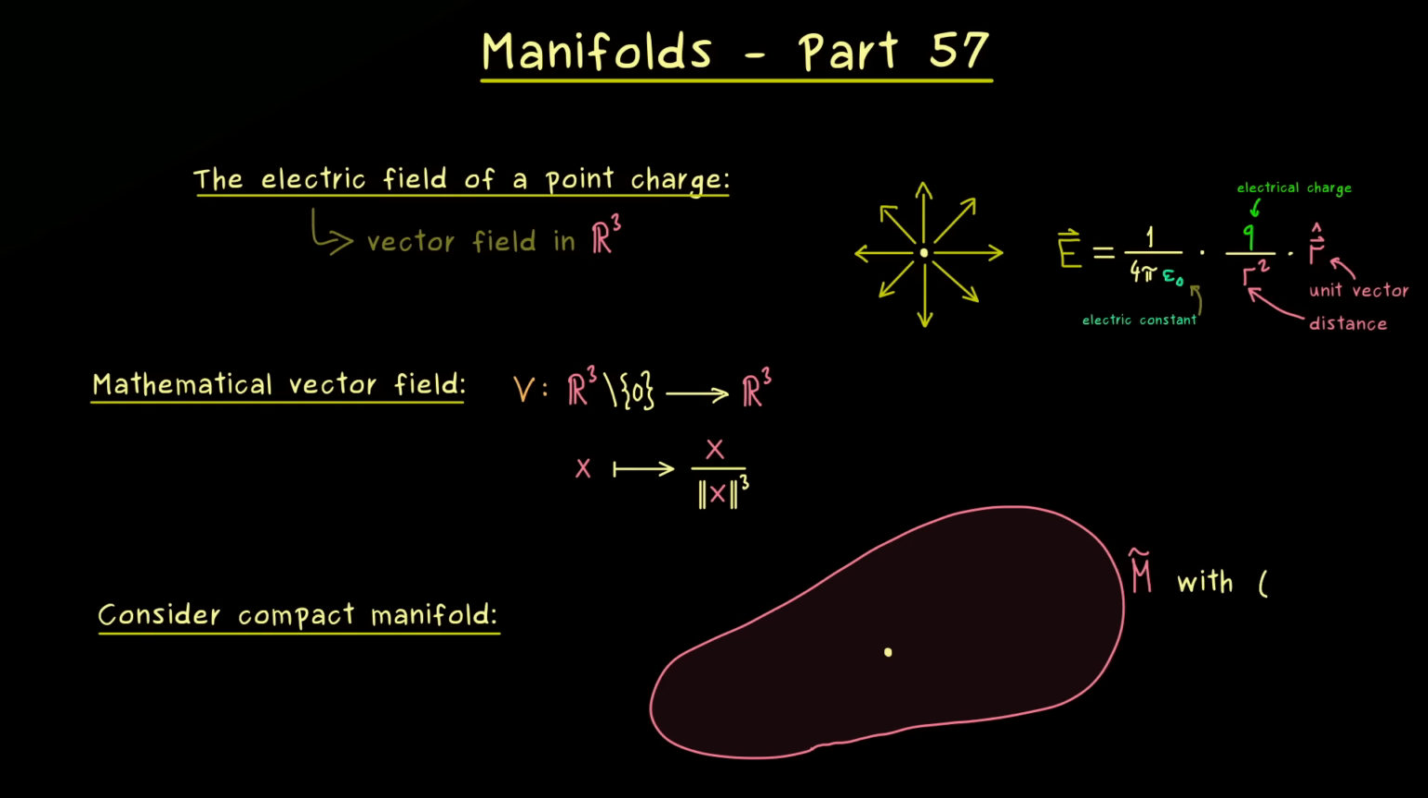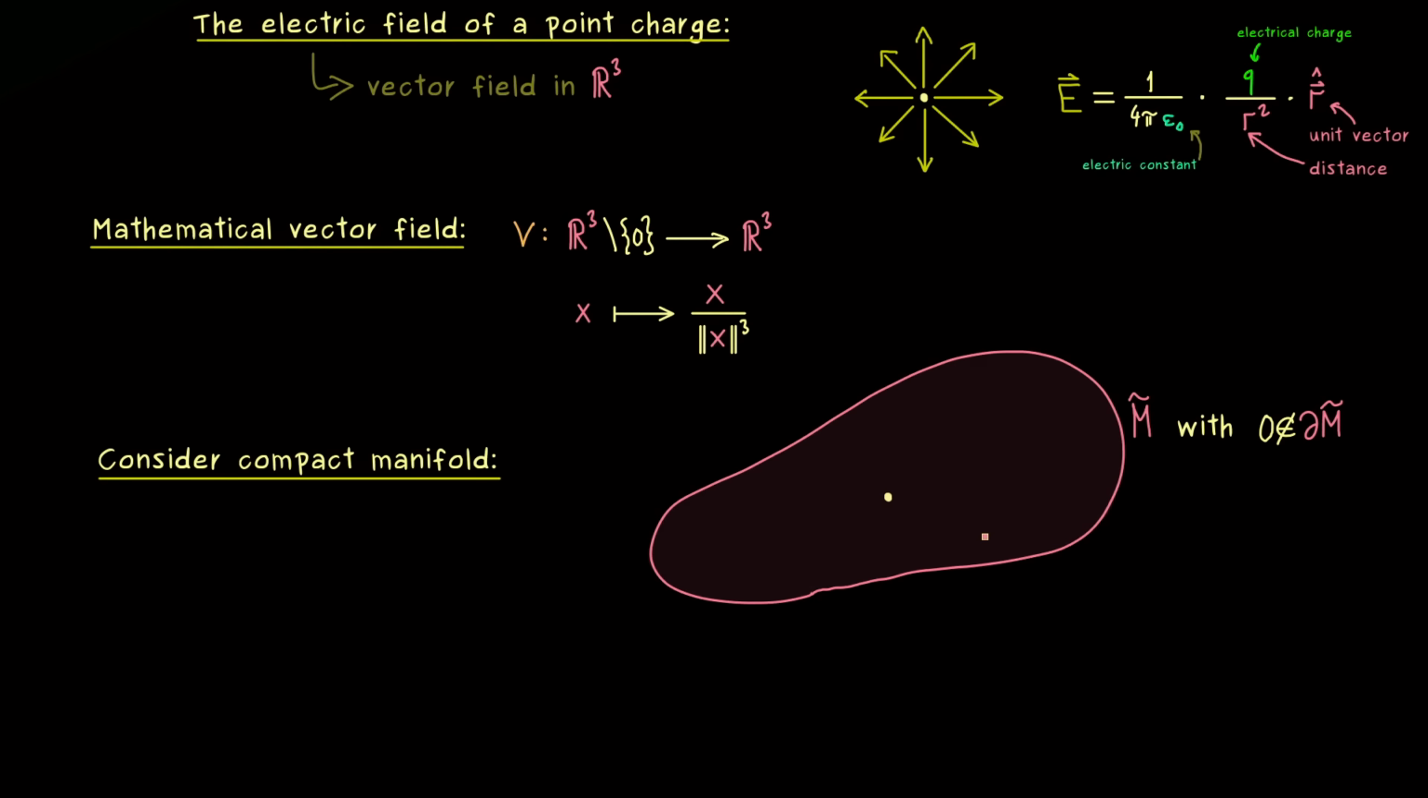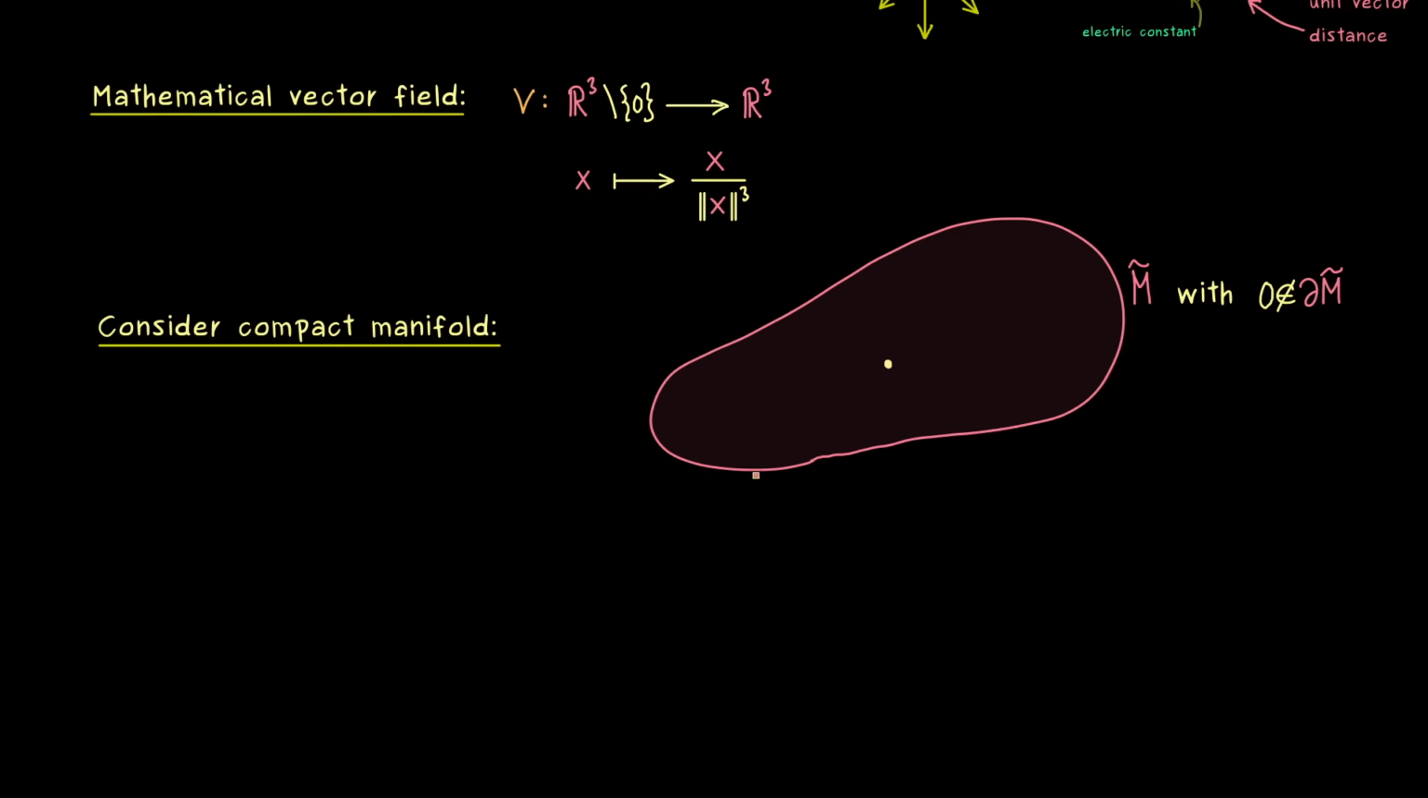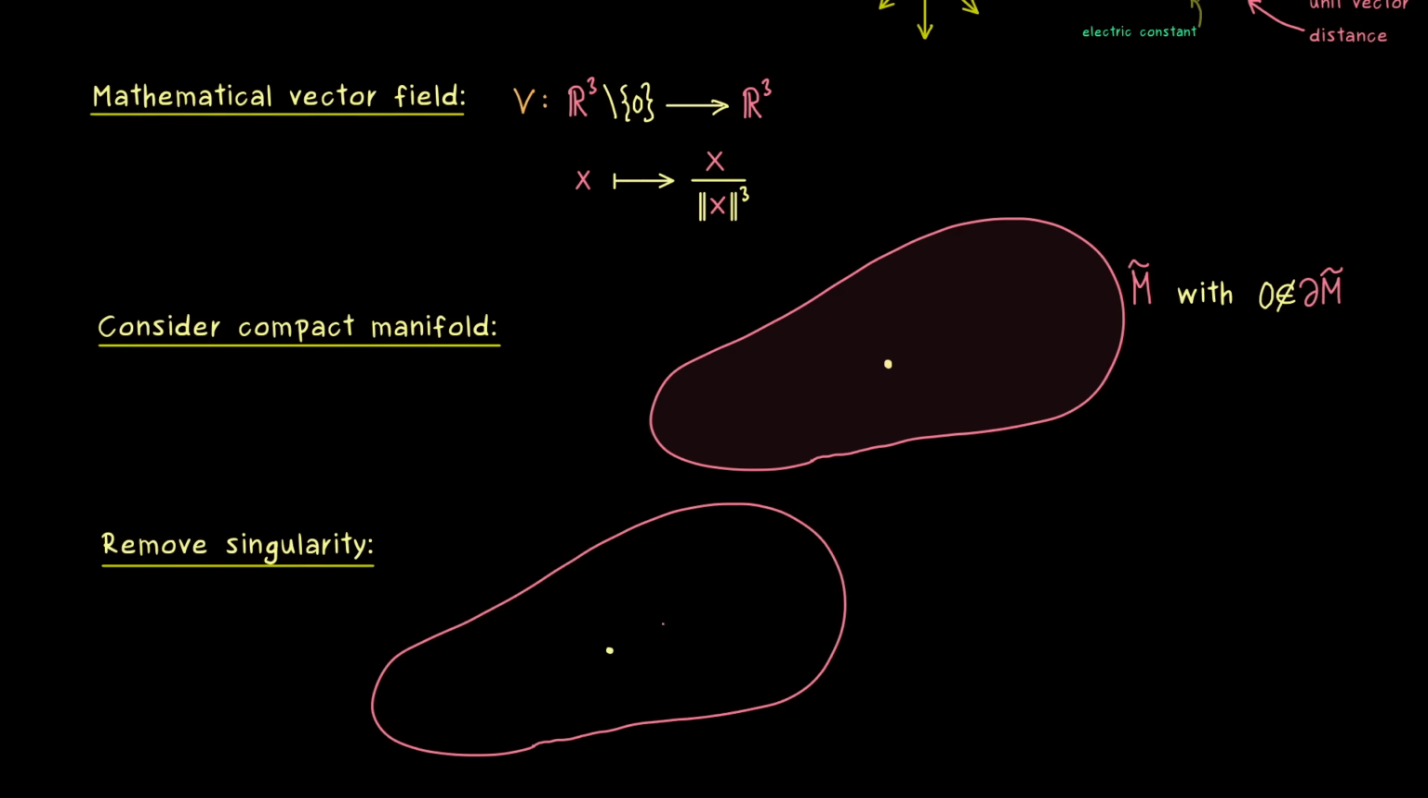I call it M tilde because we will define a better manifold to deal with the problem. You know, we want to apply Gauss's integral theorem, which means we have to remove the singularity in some way. And we will do that by considering an epsilon ball around it. So quite simple, just consider M tilde and an epsilon ball around the origin, which is small enough such that it is completely contained in M tilde.